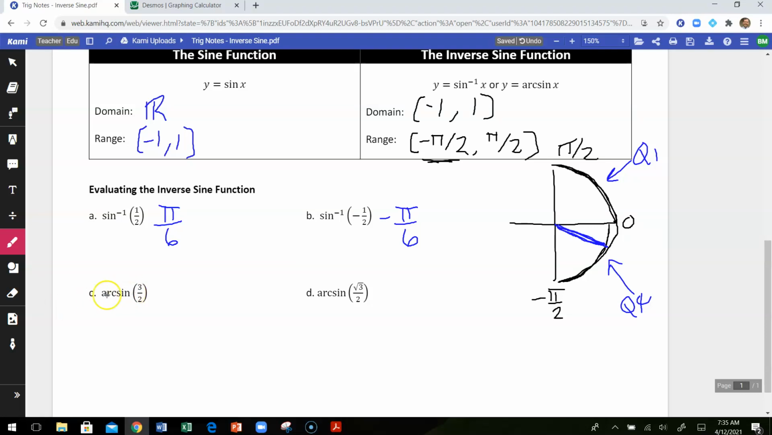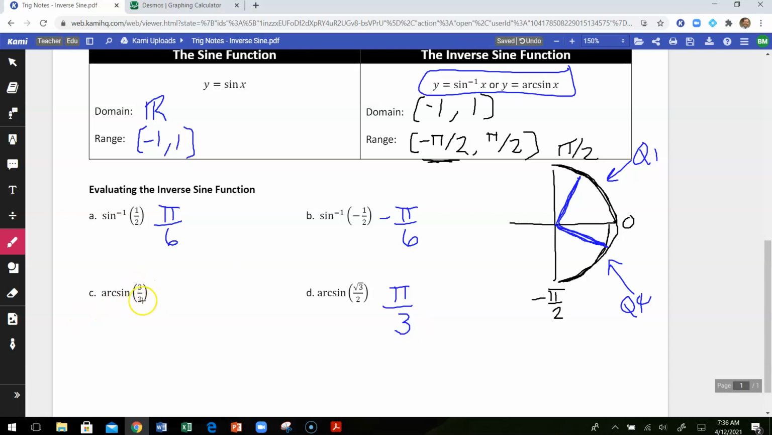All right, arc sine, I haven't mentioned this yet, but arc sine is just another way of saying inverse sine. So you're going to see both of those, and I've got those listed right here. They mean the same thing. Okay, so what angle has a sine of 3/2? Okay, I'm going to skip that one for just a second. I'm going to come back to it. D, we've got arc sine of √3/2. Okay, √3/2 is a unit circle angle. Which angle from -π/2 to π/2 has a sine value of √3/2? And that's going to be this angle up here, which is π/3.